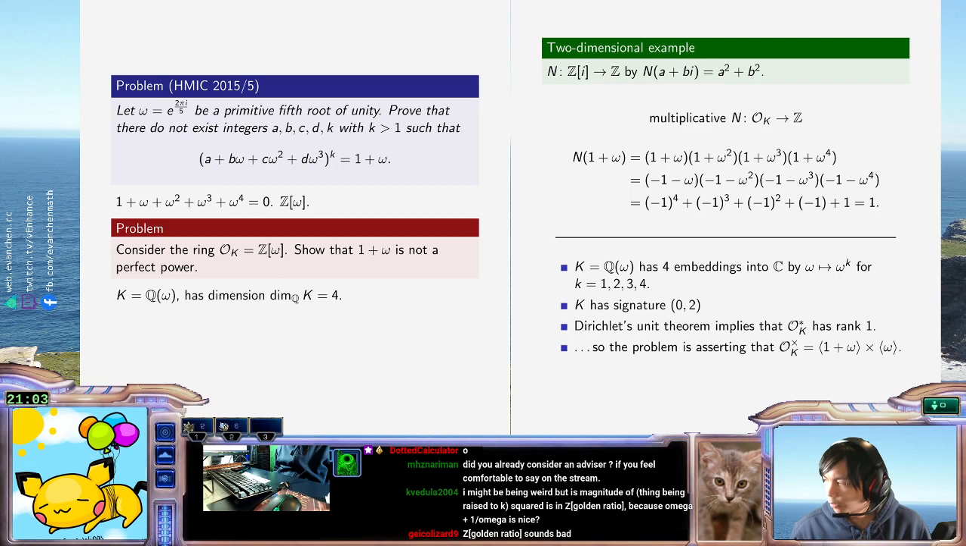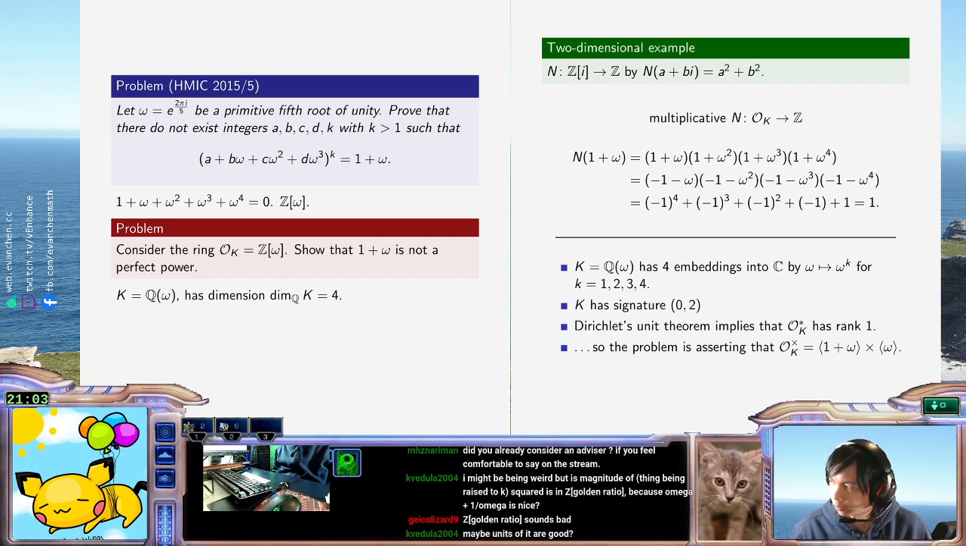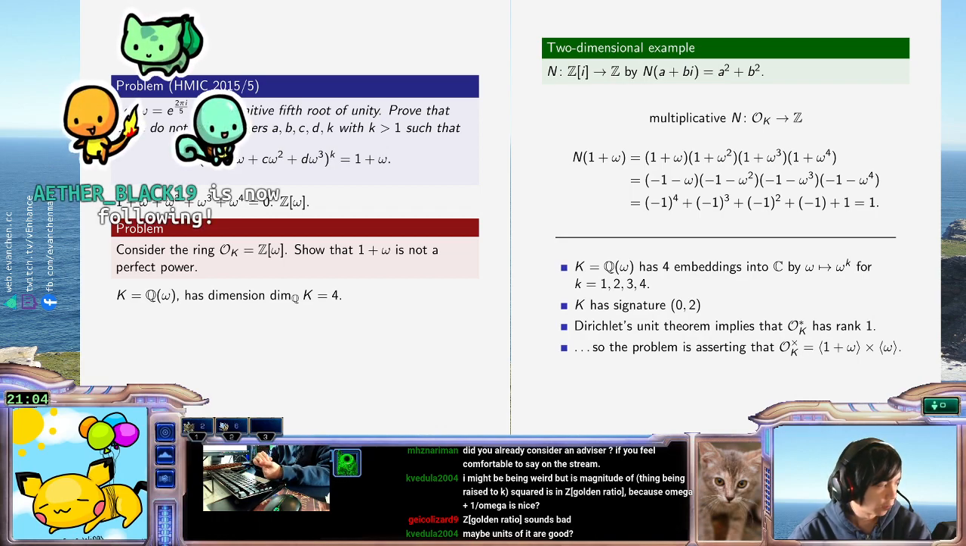Yeah, I don't see it. So the idea that's being suggested is we could, let's see, yeah, because omega plus 1 over omega happens to be the golden ratio, we could try to take, rather than the norm from OK to Z, the norm from OK to Z adjoining 1 plus root 5 over 2. So only one level down. So degree 4, it's one level in between. Maybe units of it are good.